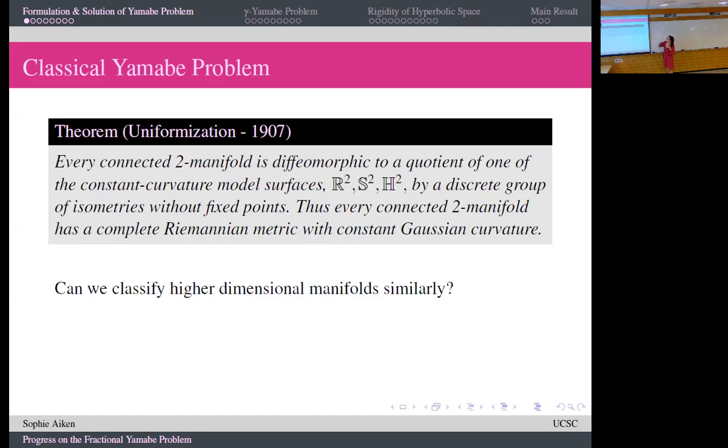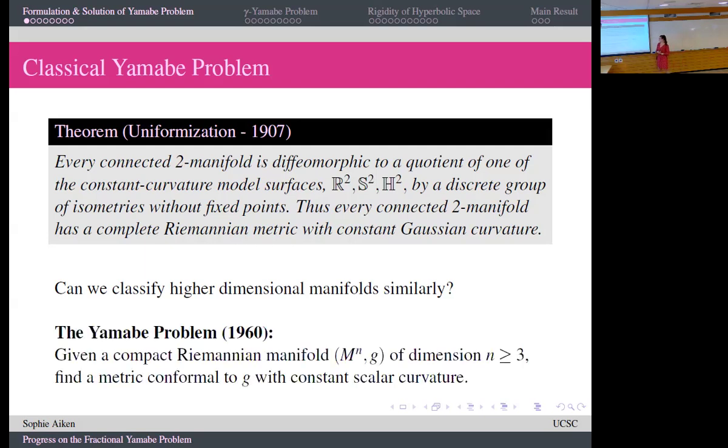So this is a really interesting theorem on its own because it connects the geometry and the topology of these spaces. It takes questions that we could say about the topology of these spaces and allows us to make them geometric questions by doing these classifications. So it'd be very interesting if you could do a similar classification for higher dimensional manifolds. And that's exactly what Yamabe asked in 1960.